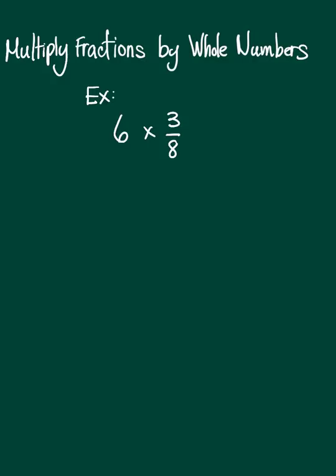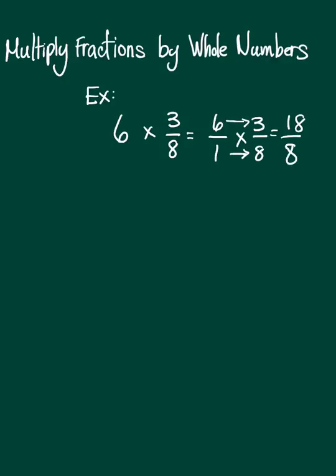So what we do is we turn it into 6 over 1, and we multiply it by 3/8 because 6 over 1 is equal to 6. And then we simply multiply across. So 6 times 3 is 18, and 1 times 8 is 8.